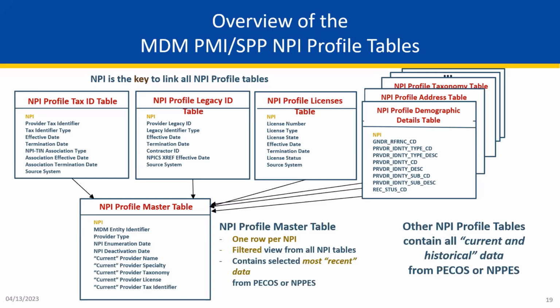For example, if PECOS and NPS have the same rows, like name, then based on the timestamp, if PECOS has the more recent information, we provide data from PECOS. And if NPS has the more recent information based on currency, then we take the data from NPS and provide that in our NPI profile master table.